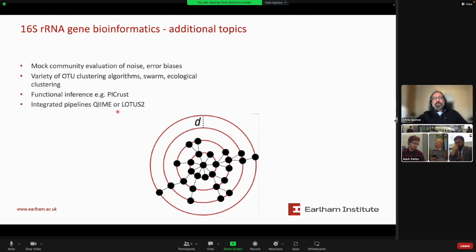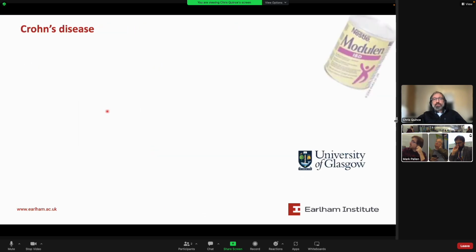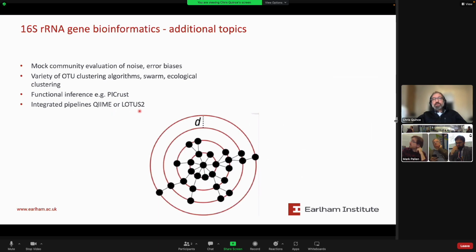Now, there are completely integrated pipelines for 16S bioinformatics. The one you've probably heard about a lot is QIIME. But I also mention LOTUS2 because that's developed by Sol at the QIB, and it possibly has some advantages over QIIME. They've got some very careful filtering of sequences that gives you better results beyond just doing DADA2 by itself.